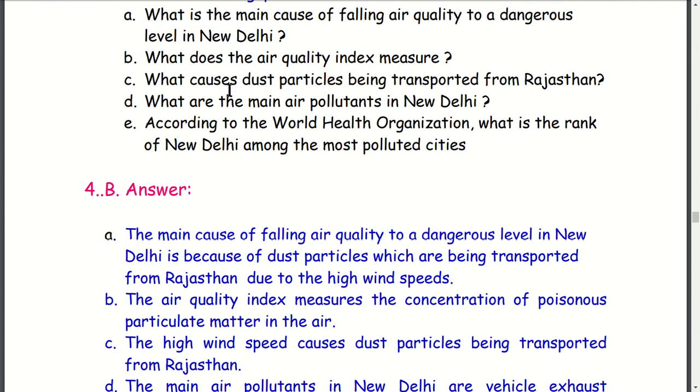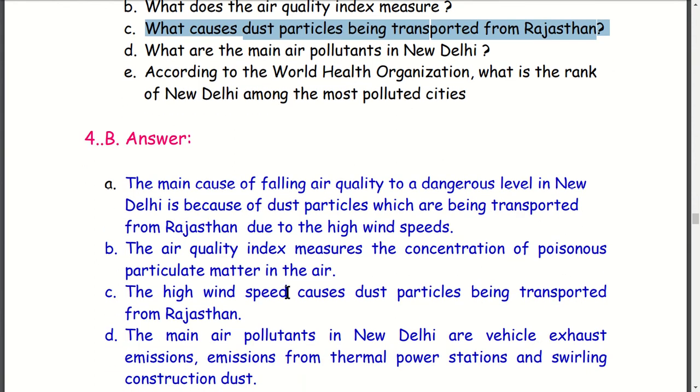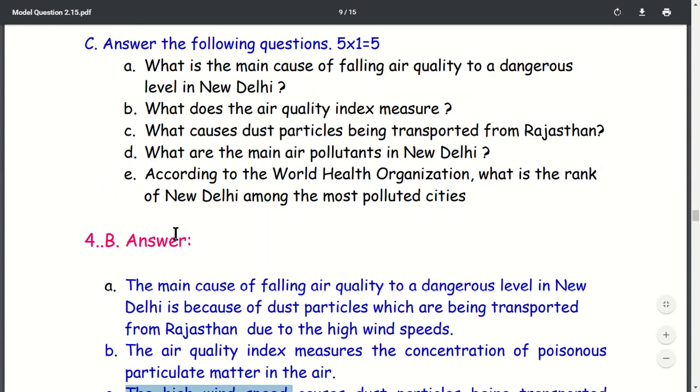Question number C. What causes dust particles to be transported from Rajasthan? The high wind speed. This is the keyword of the answer, but you have to write in complete sentences: the high wind speed causes the dust particles to be transported from Rajasthan.